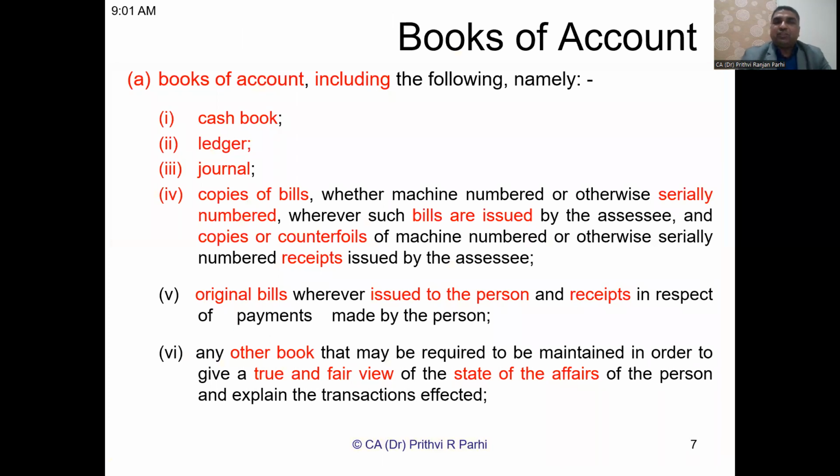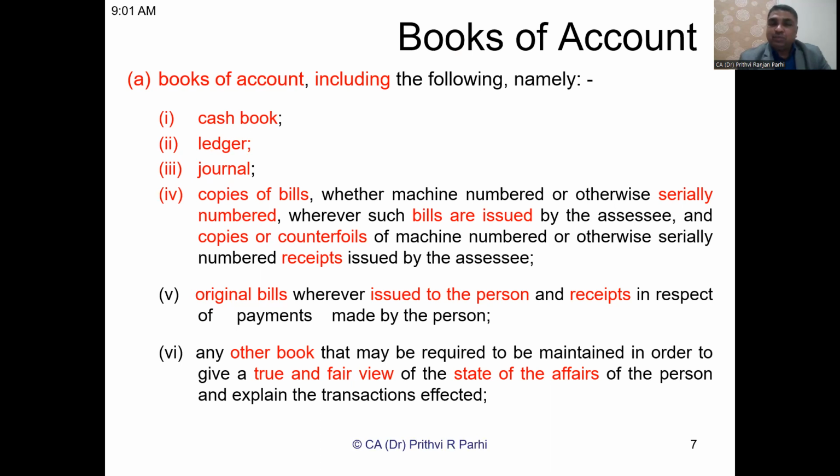Now, what are the books of account to be maintained? You can refer to the screen right now and find the list. One is the cash book, then ledger, journal, copies of the bills, whether machine numbered or otherwise serially numbered, where such bills are issued by assessees, and copies of the counterfoils of machine numbered or otherwise serially numbered receipts. That means bills and receipts have to be kept. Original bills, wherever issued to a person, and received in respect of payments made by any person.